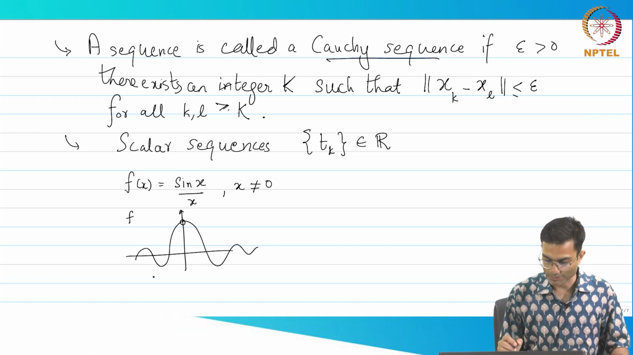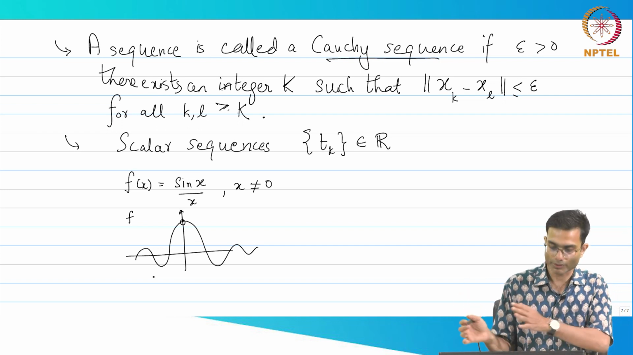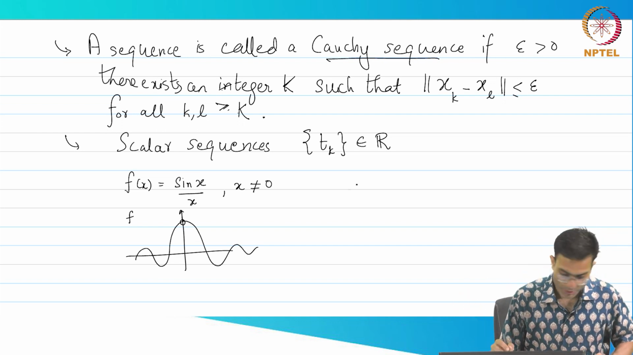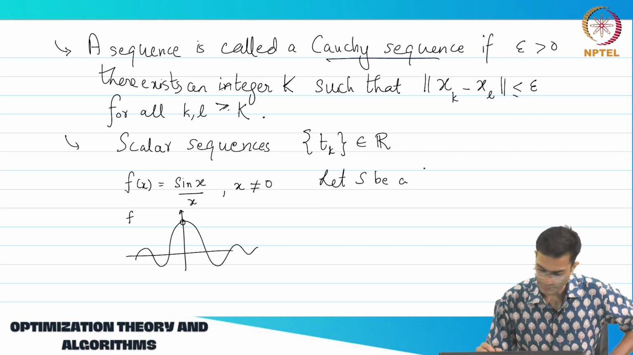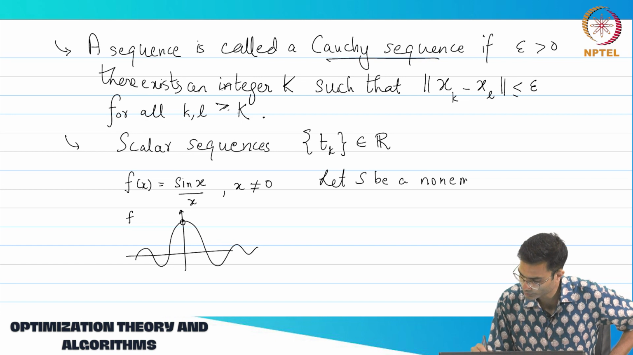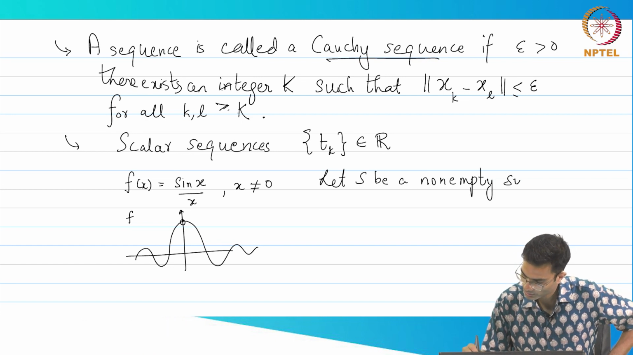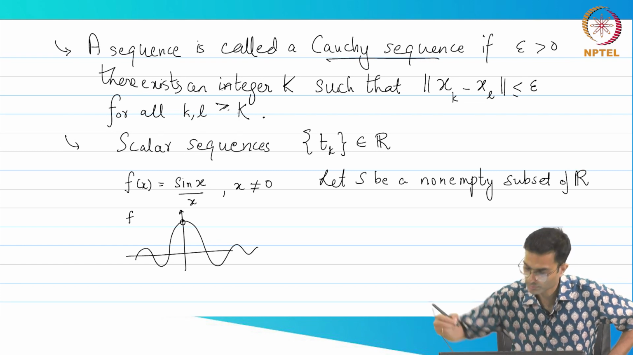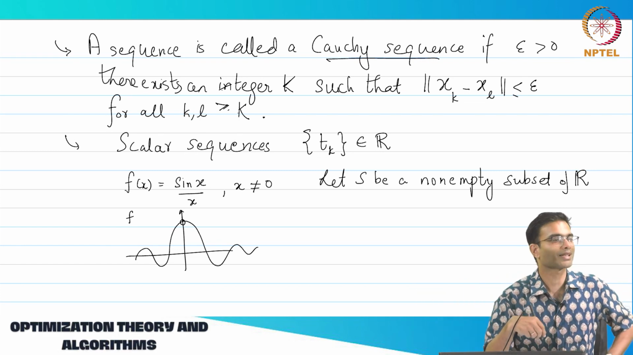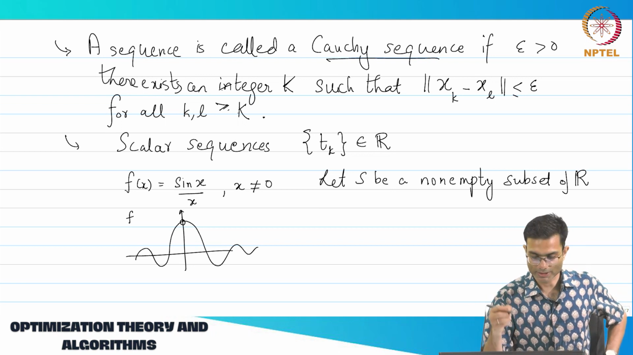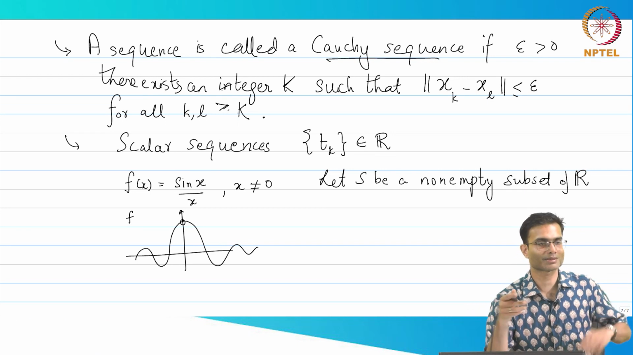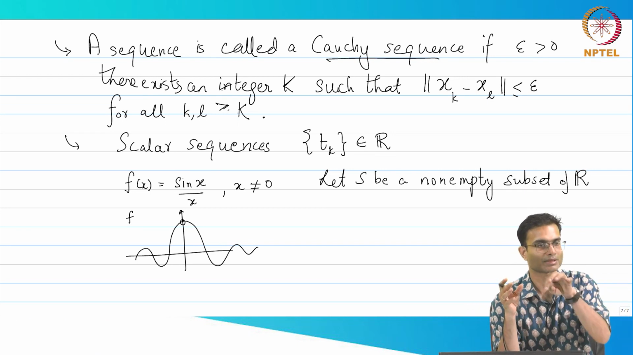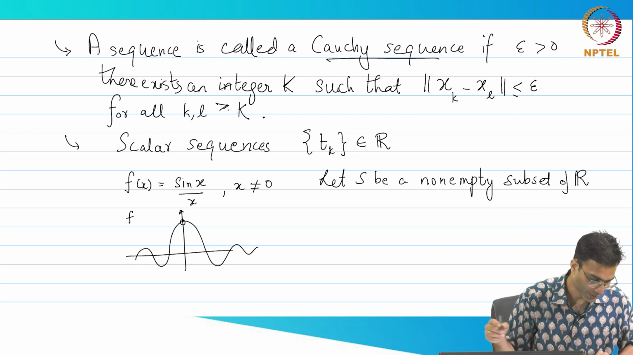Now, keeping this in mind, I'm going to define something very general. You can look back at this and see, right? So let S be a non-empty subset of R. This is how they write it. What does that mean? S, for example, is the set of all values that f can take. Non-empty subset of R means some subset of R which has some stuff in it. It's not empty. That's all.